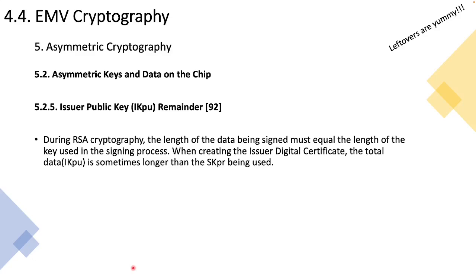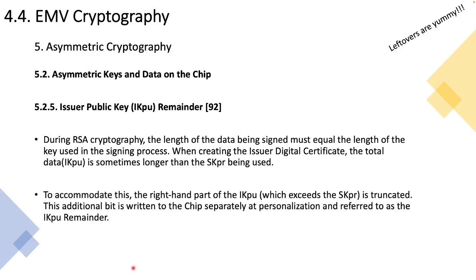Now, for this cryptography to work, both the data being encrypted and the key being used must be of the same length. So to accommodate this difference in length, where the issuer public key exceeds the scheme private key length, we truncate.